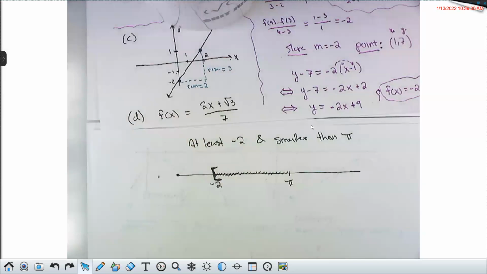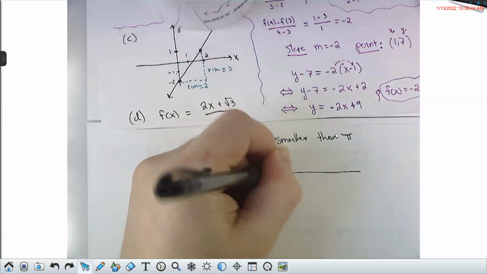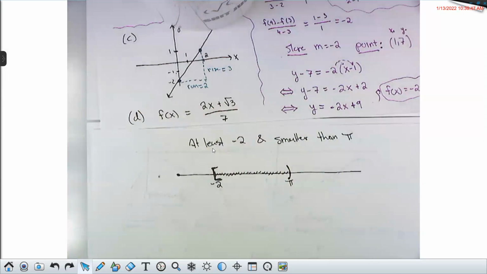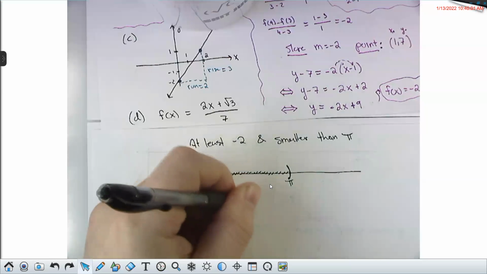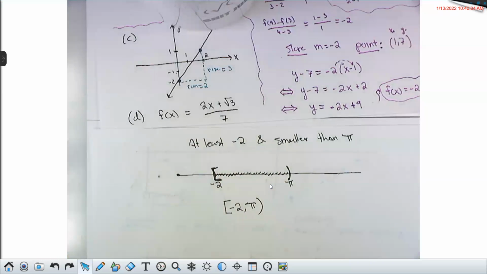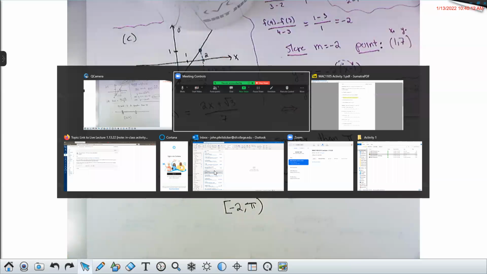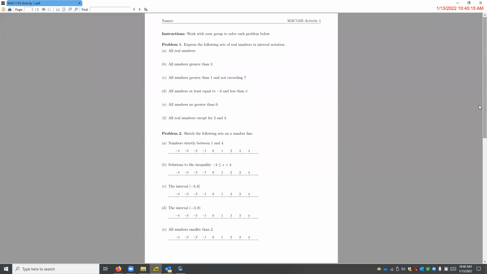And then if I say I'm definitely shorter than Joe, I am smaller than Joe, that means Joe is for sure taller than me. So pi would be excluded with a parenthesis. So the numbers we're talking about here are things that live between -2 and pi, possibly including -2, but not including pi. So we would have here bracket -2 comma pi parenthesis. Does that make sense? Yeah. Okay. And then maybe somebody else from the group, just so I can verify that we're all kind of playing along a little bit together.